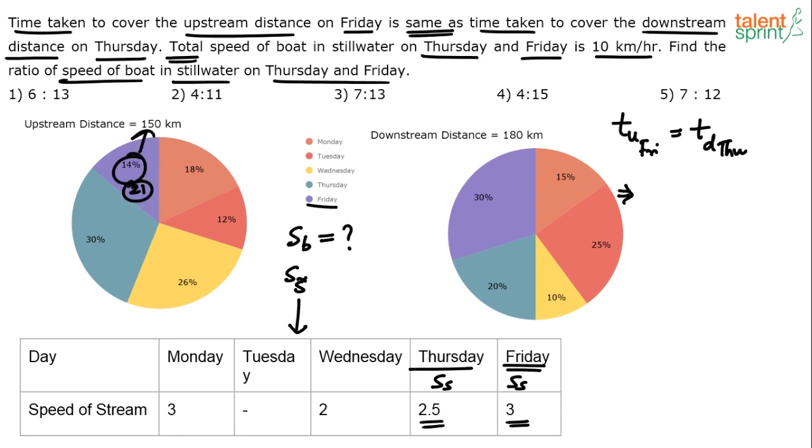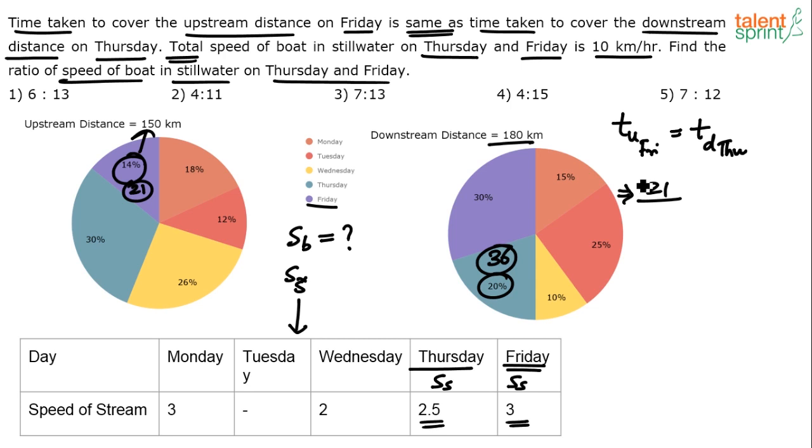Then the downstream distance on Thursday. Thursday is this color, right? The downstream distance on Thursday is 20% of 180 kilometers. 20% of 180 kilometers is 36 kilometers. So we know the distances, right? Now equate. Time is equal to distance by speed. So the upstream distance on Friday is 21 kilometers by the speed on Friday.